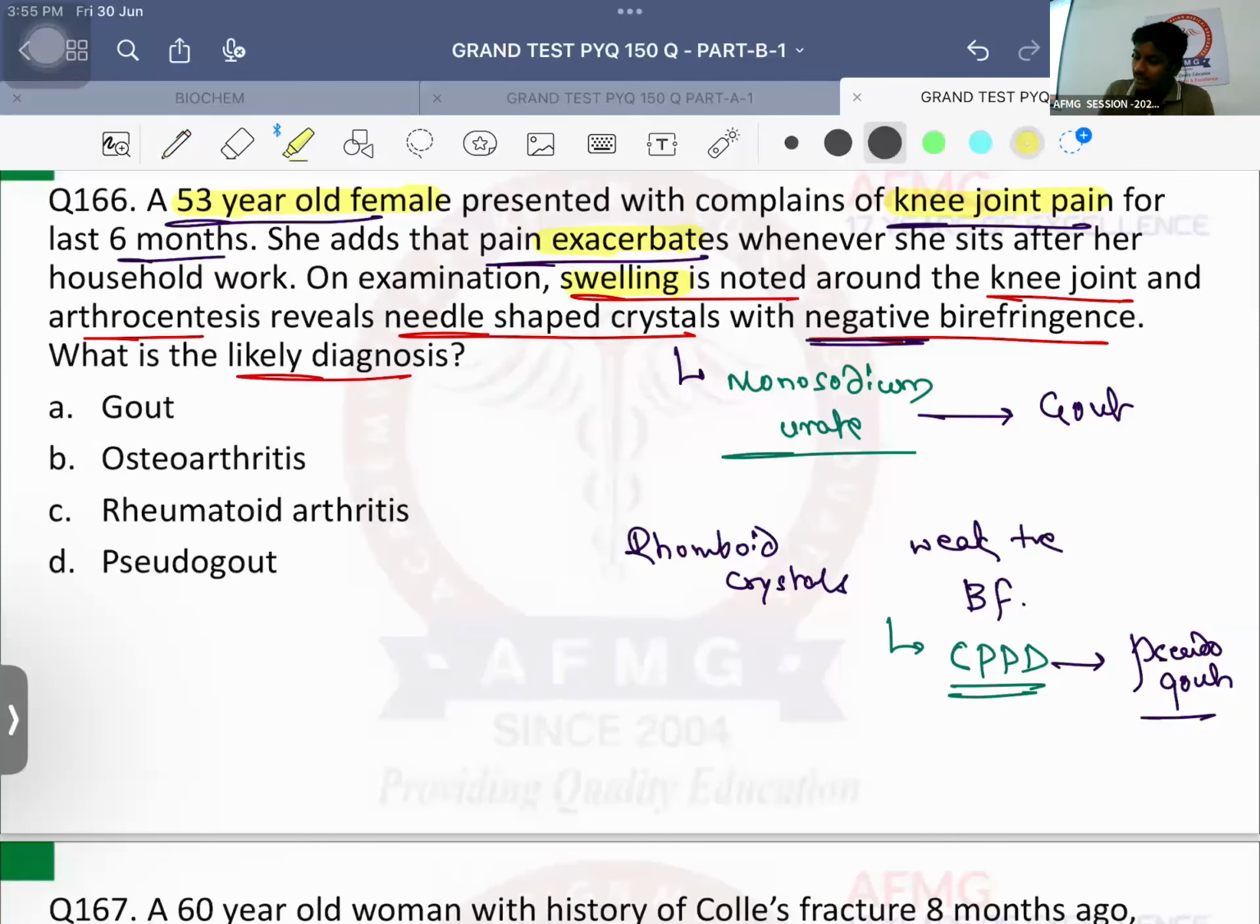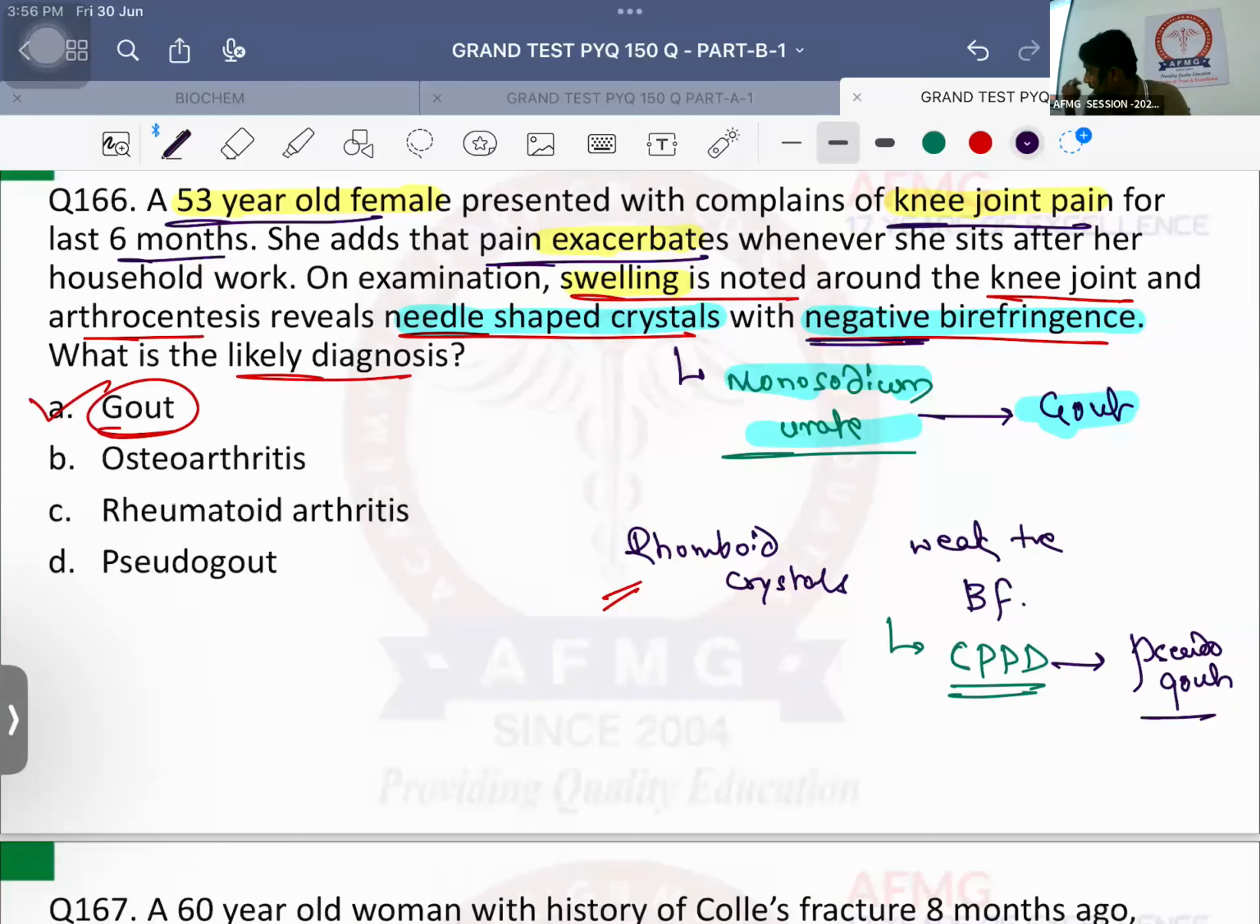More important, अगर तुम्हारे पास ये लिखा है, तुम इन्वेस्टिगेशन पे जाओगे या जॉइंट इन्वॉल्वमेंट पे जाओगे? इन्वेस्टिगेशन पे भरोसा करोगे ना यार. Needle shaped crystals, negative birefringence, what is more important than that? It shows monosodium urate crystals, that is suggestive of gout itself. If they would have said rhomboid crystals with weak positive birefringence, then that can be CPPD crystals of pseudogout. Na? Yes, I know in pseudogout, most common joint involved is the knee joint, but that does not mean that gout cannot occur in the knee joint. Na? So that's the basic idea. That was the gout, recent FMG question. Don't make a mistake again if this question appears in your exam.